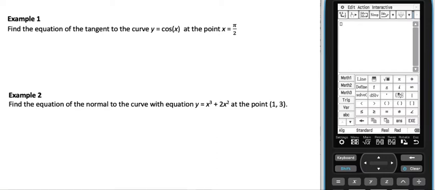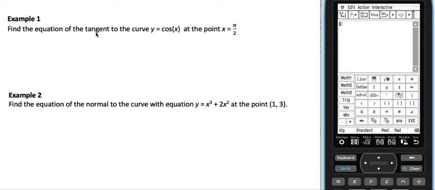Method students. In this video we're going to go through a couple of questions where we find the equation of tangents and normals, but this time using the calculator, and you're going to see that the calculator is definitely very handy when it comes to these sorts of questions. So example 1, this is from our notes.